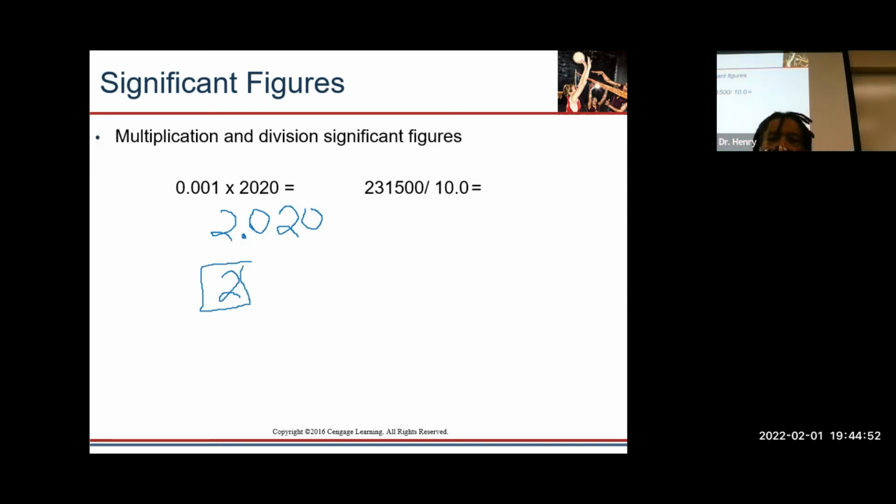Okay, what about here? The second problem is division. It behaves the same way. Which one has the least number of sig figs? 10 has 3, so it's okay. So this guy has 3, this guy has 4. So our answer should have 3 sig figs. Okay, so if we do the math, this is going to be 2, 3, 1, 5, 0.